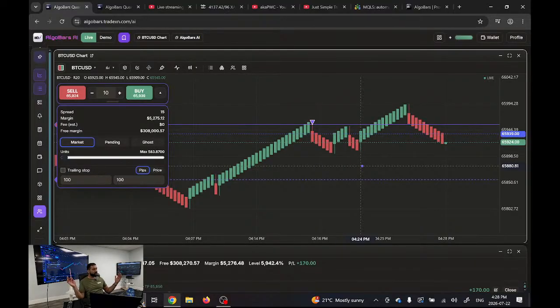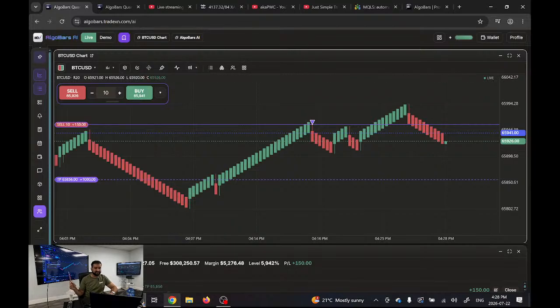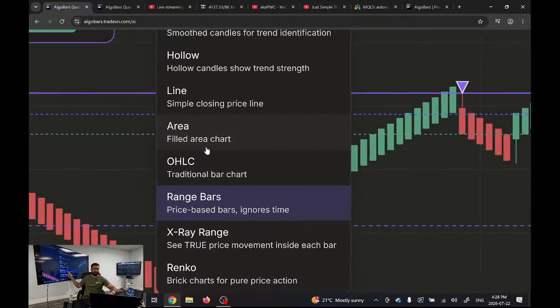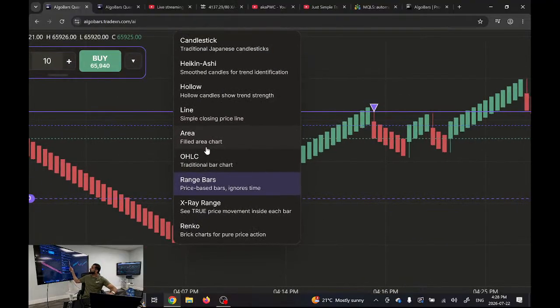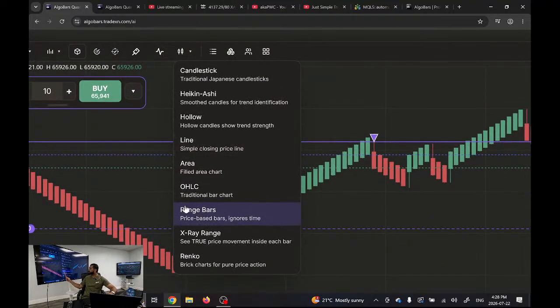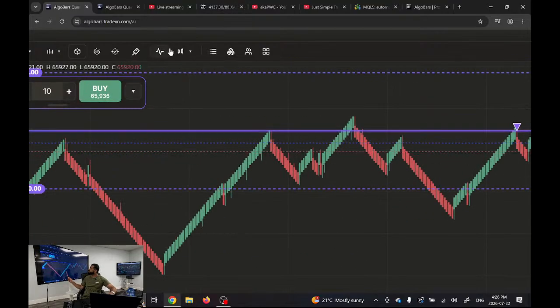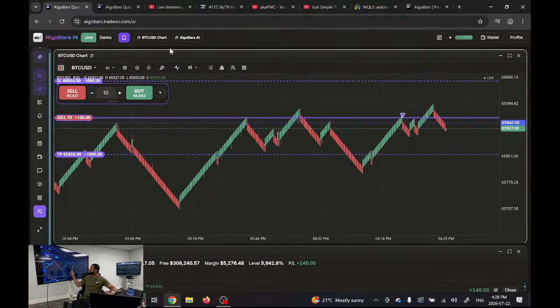How do I make the chart look like yours? Really good question. So the first thing you're gonna do is, the chart button is right here, okay? That opens the chart. Now the next thing that you're gonna do is, in this drop down here, you can change the chart type, okay? So what I would change it to is range bars. So select range bars. Once you select range bars, this is the chart type that you will see, okay?